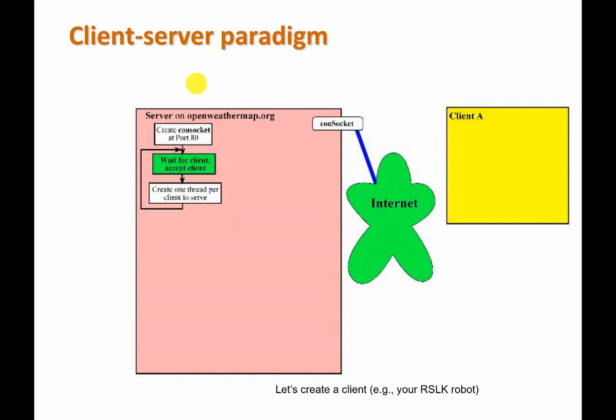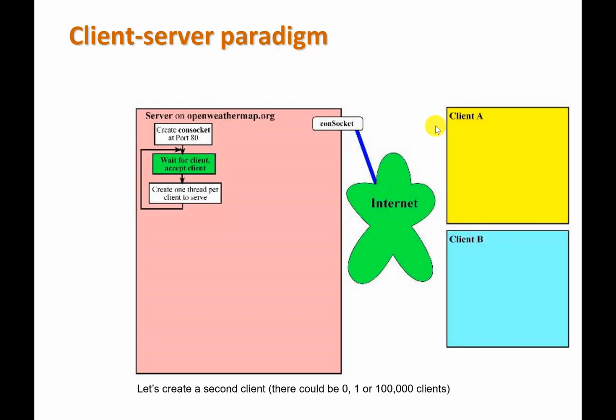And now our alarm clock, or whatever our embedded system, is the client. When it launches, in this particular case, I'm going to search the internet for the weather. There may be 1, 2, or 1,000 or 1,000,000 clients all wanting to know the weather. So we're just going to look at two, A and B.